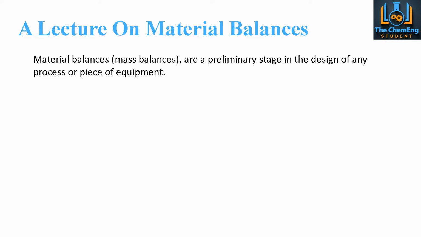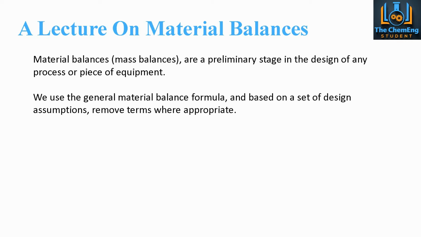So material balance, also known as a mass balance, is essentially the preliminary stage of designing any piece or process. Alright, so when we talk about a piece of equipment, we can refer to a reactor. Now we use what's called the general material balance formula. And this is based on a set of design assumptions. We can remove specific terms where appropriate.